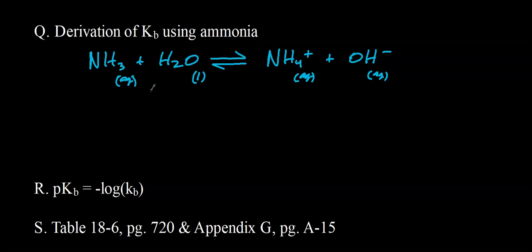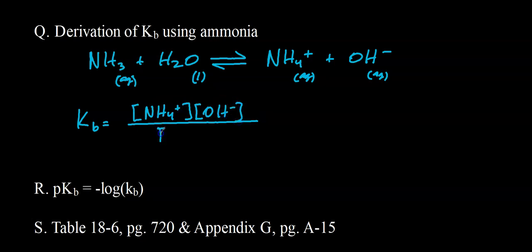So let's write the base ionization constant expression. The base ionization constant is symbolized with Kb, the B for base. So again, kind of like what we did before. So we have concentration of ammonium and concentration of hydroxide on top over concentration of our base, ammonia.